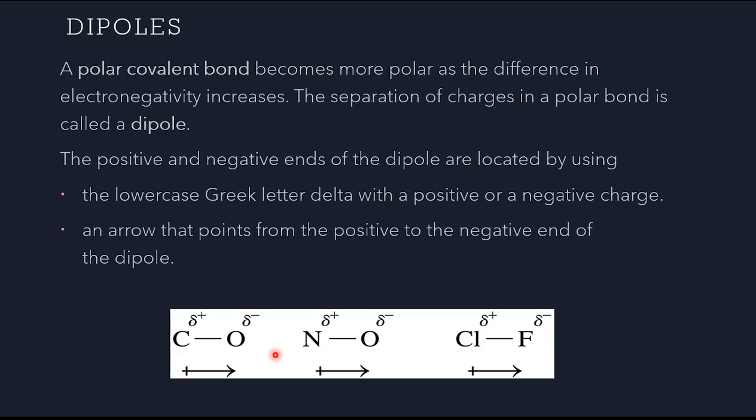So the dipoles that are created, again, a polar covalent bond becomes more polar as the electronegativity difference increases. The separation of charges in a polar bond is called a dipole moment, right? Dipole is, you have two different poles. The positive and negative ends of the dipole are located by using the lowercase Greek letter delta with a positive or negative charge and an arrow that points from the positive end towards the negative end of the dipole. And your more electronegative atom is going to end up with the negative dipole.